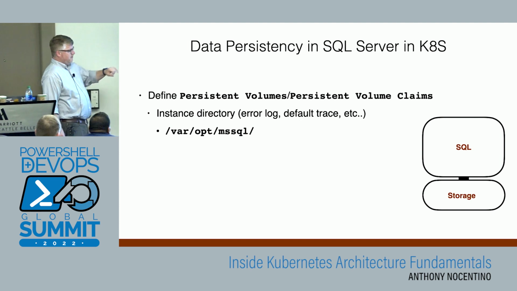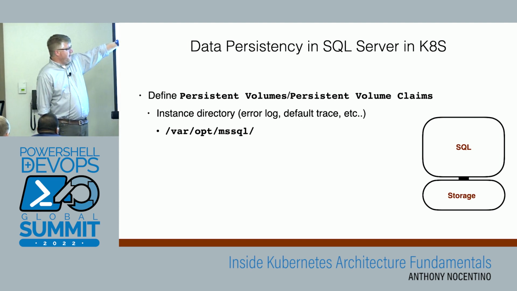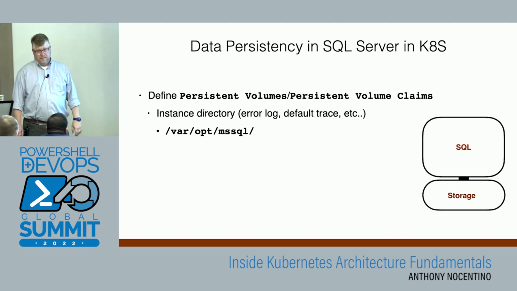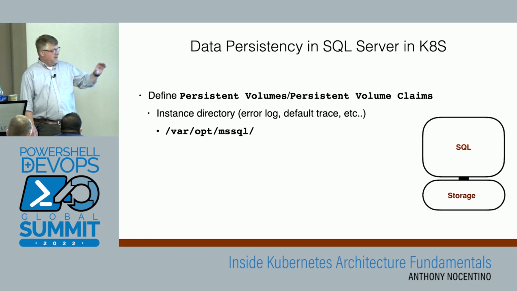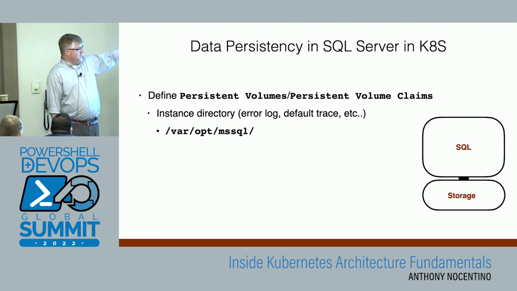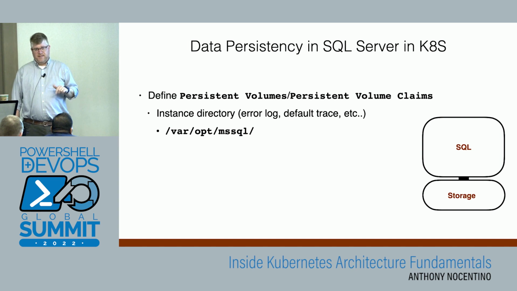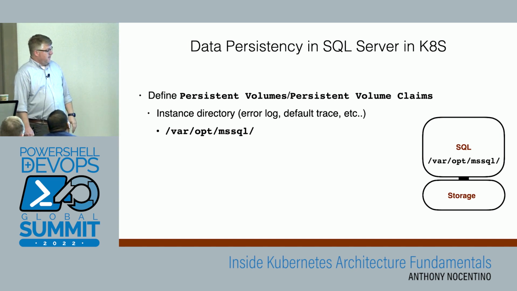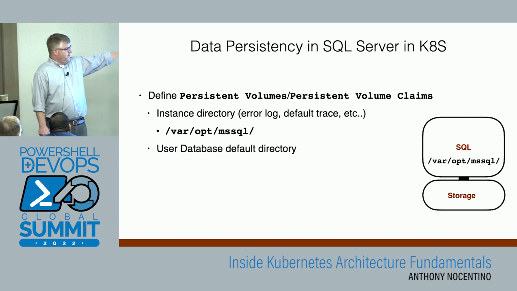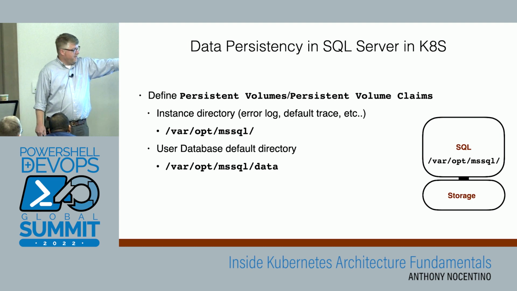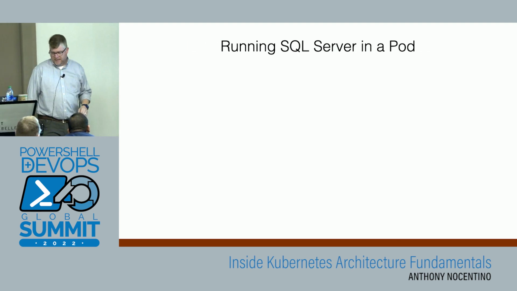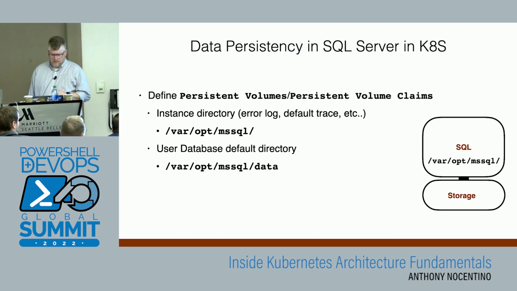I'm going to attach that volume to a specific location that matters to my application. In this case, it's going to be /var/opt/mssql. So SQL Server will start up and put things in this location. There'll be a persistent volume attached to that location, and it'll write to the actual volume itself. We're going to see that in a little bit. The user database default directory is underneath there, so if I'm just creating databases, they'll be created on that persistent volume that I attached to that pod. Oops, sorry, I got to jump ahead a little bit there.